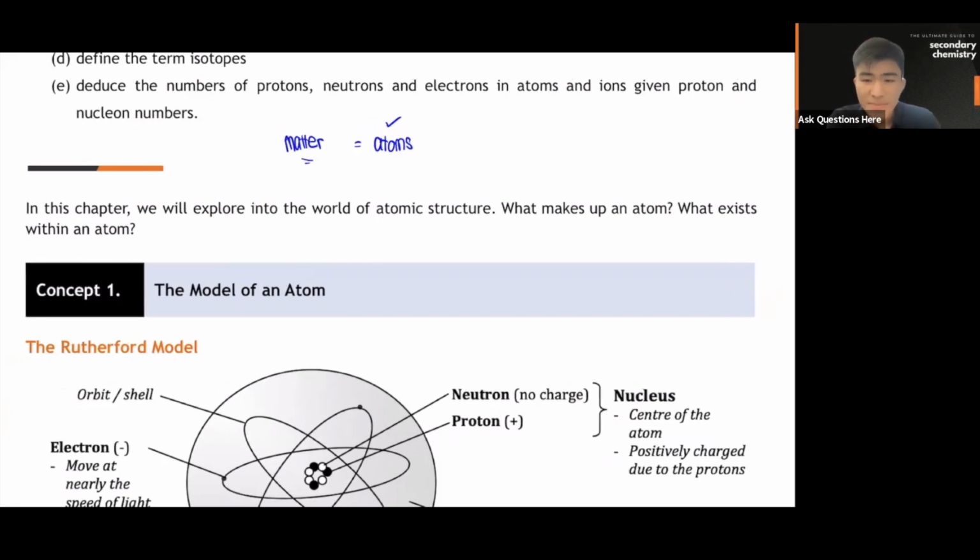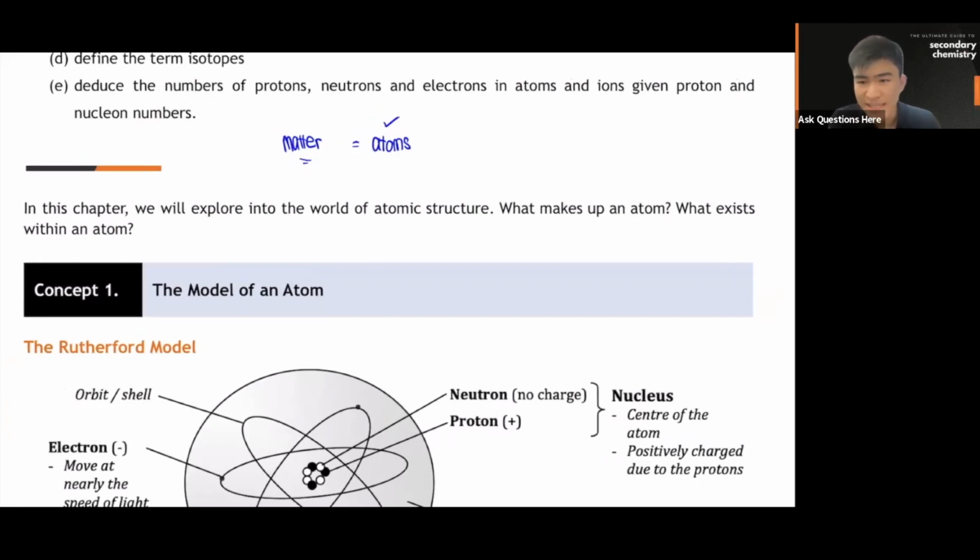Now, what actually makes up an atom, and what exists within an atom itself? Let's explore this together as we explore the world of atomic structure. An atom, once again I re-emphasize, is the simplest building block of life. Some people may think, isn't every atom exactly the same? I have one atom here, one atom there, all the atoms are exactly the same, and the whole world only has one type of atom that makes up every single thing. Now, I want to give you a very special example.